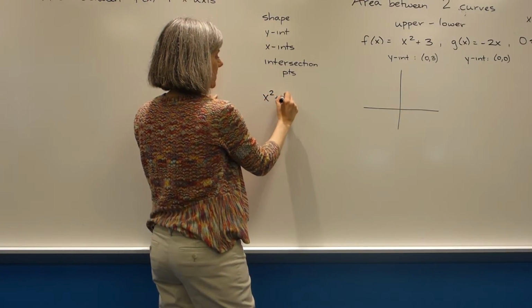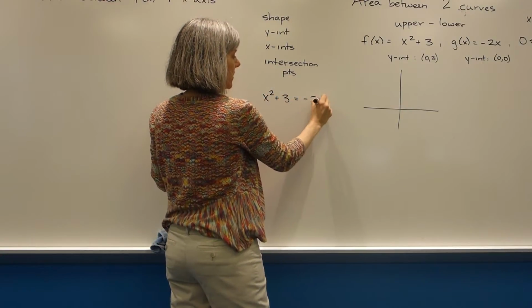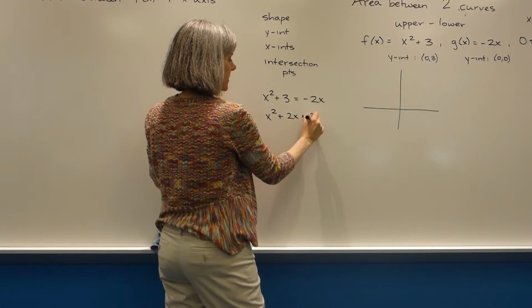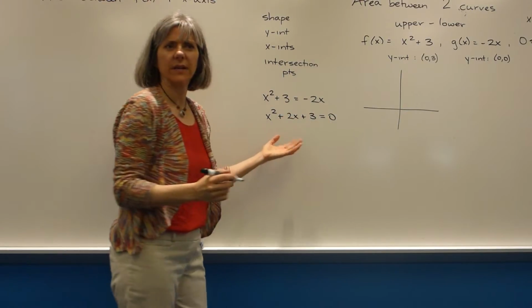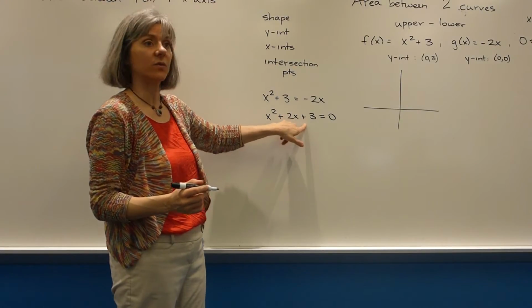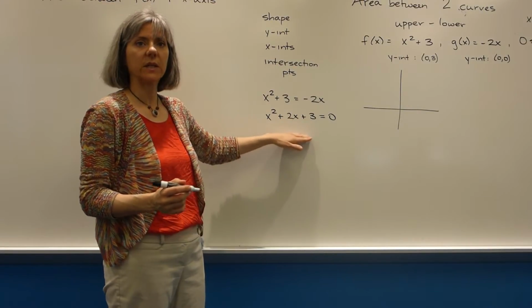So x squared plus 3 equals negative 2x. X squared plus 2x plus 3. We already figured out this does not factor. If this were a minus 3, it would factor. But at plus 3, it does not factor.